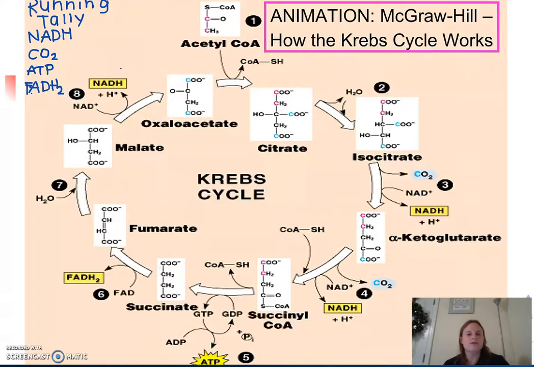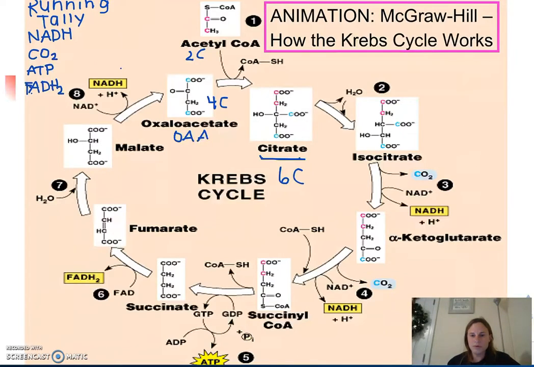Now, the Krebs cycle is also known as the citric acid cycle. Why is it called the Krebs cycle? Because the scientist who discovered it, his last name was Krebs. Why is it called the citric acid cycle? Well, because the cycle starts with citrate, which is a 6-carbon compound that forms when OAA, a 4-carbon compound, combines with acetyl-CoA, our 2-carbon compound.